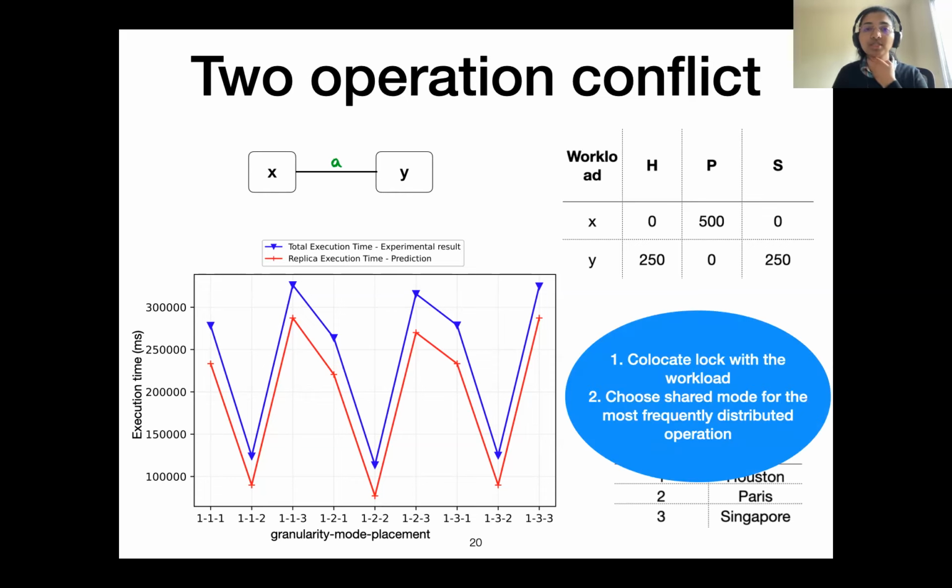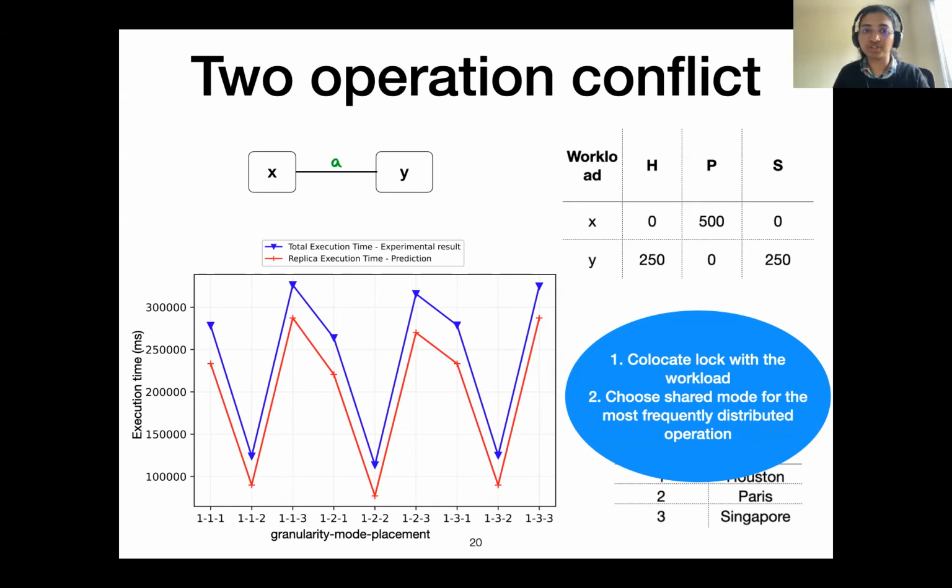So what we learned from this is basically co-locate the lock with the workload and choose the shared mode for the most frequently distributed operation. So we can see that even though the frequency of X and Y are the same, Y is more distributed across Houston and Singapore. So it's better to give a shared mode for Y.